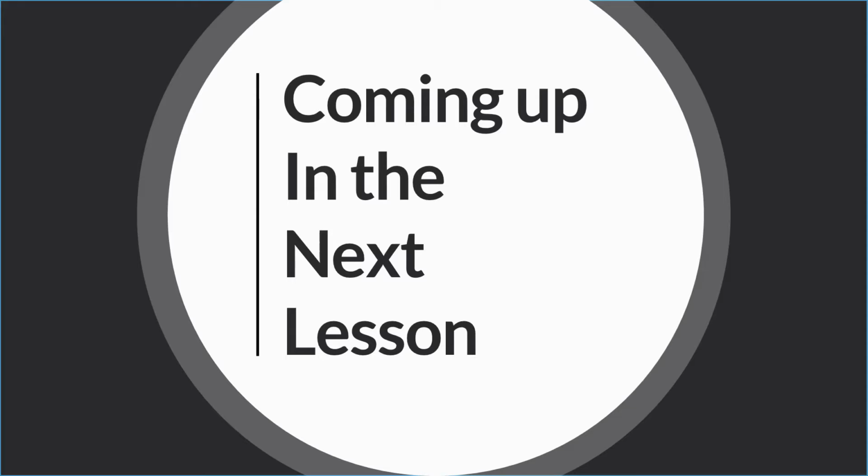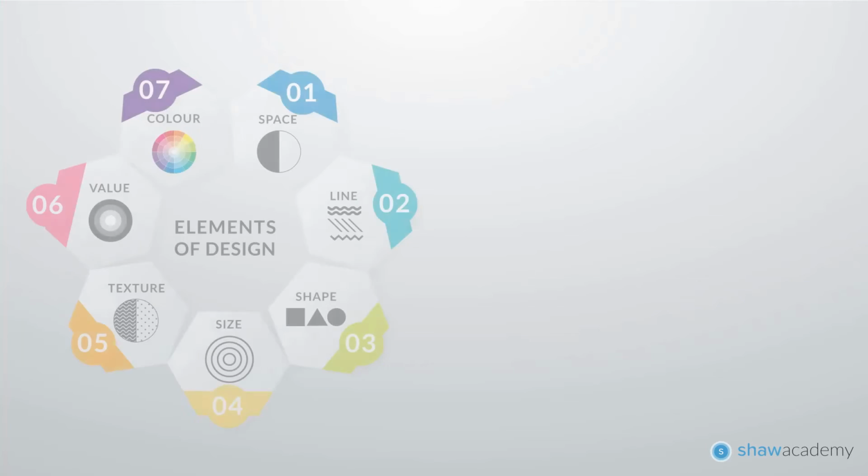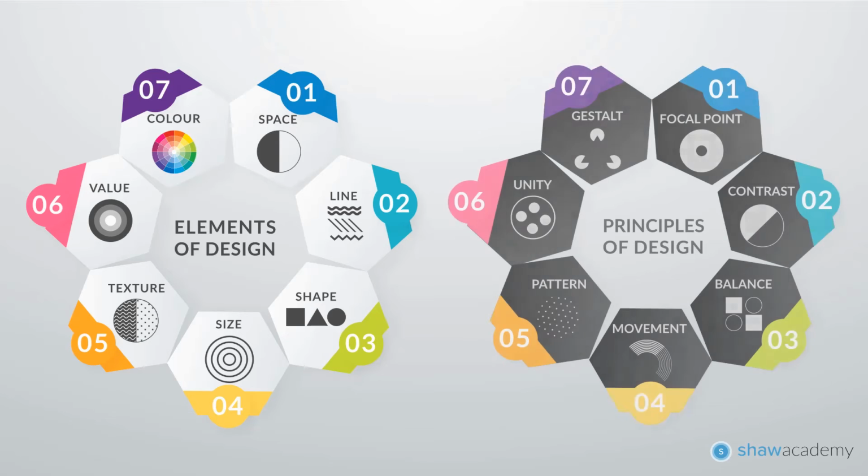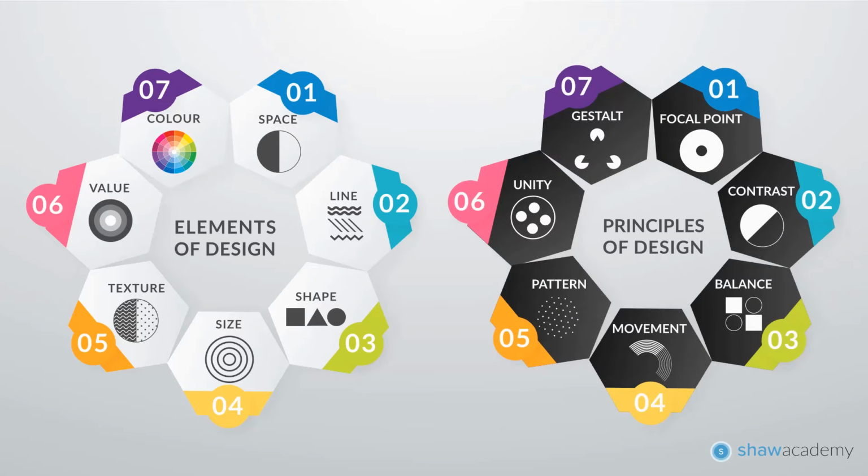We refer to this foundation as the elements, which we briefly discussed today, as well as the principles of design, and they form the basic building blocks of any type of design. The elements are the physical things on a design and include space, line, shape, size, texture, value, and color. The principles are how we apply these physical things, and they include focal point, contrast, balance, movement, pattern, unity, as well as the theory of Gestalt.